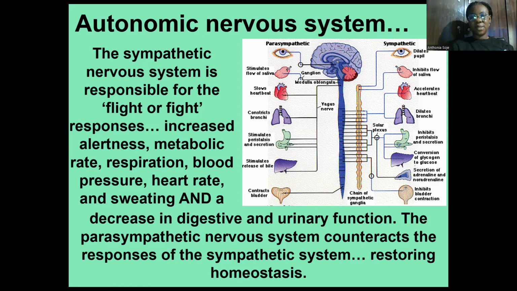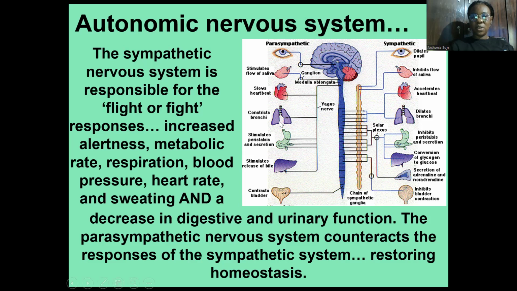So when you have a sympathetic, I'll still give you the slide though, but when you have a sympathetic response, fight or flight, the pupils will dilate, then salivary secretion will reduce, heart rate is increased, the bronchi will dilate, there's inhibition of peristalsis, that's movement of the guts, and secretion within there, glycogen will be converted to glucose, bladder contraction will be inhibited just so that you're able to mobilize all that you need to be able to address that fight or flight situation.